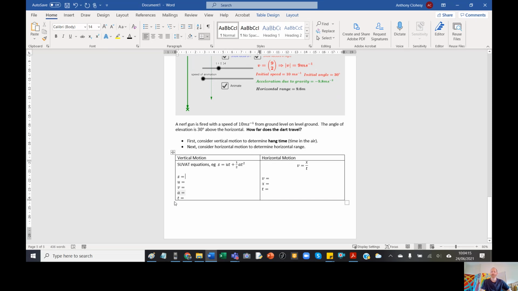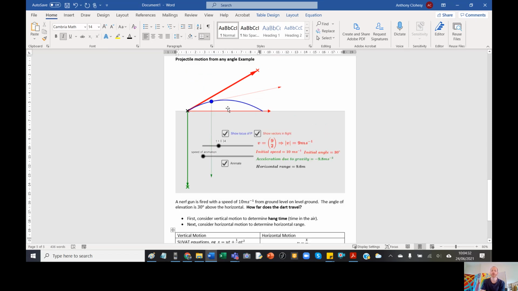Now, the first few things we can fill in pretty easily. We can say the acceleration is equal to negative g because it's being pulled downwards by gravity. The next bit is s, and that's going to be 0. The reason that's 0 is that we're firing from ground level and it's landing at ground level.